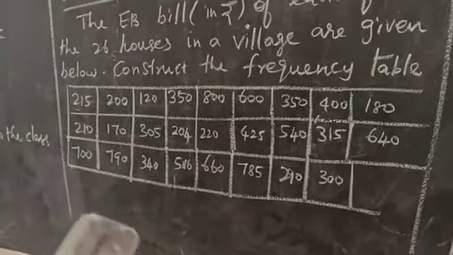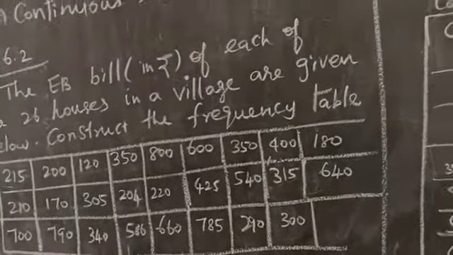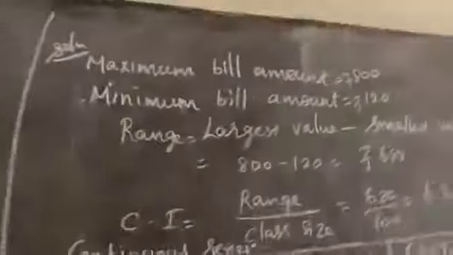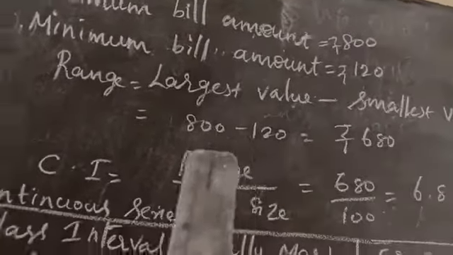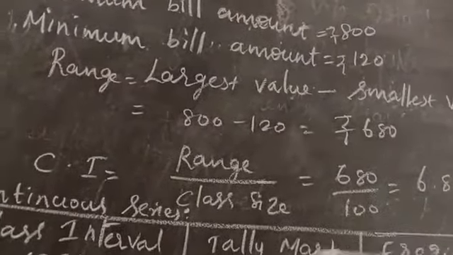Okay, so how will you find out the range? Range is equal to the largest value minus the smallest value. So listen, 800 minus 120 is 680. So the range is 680.